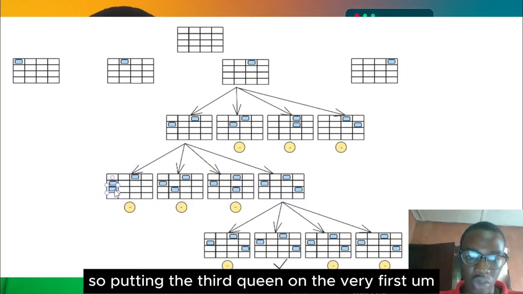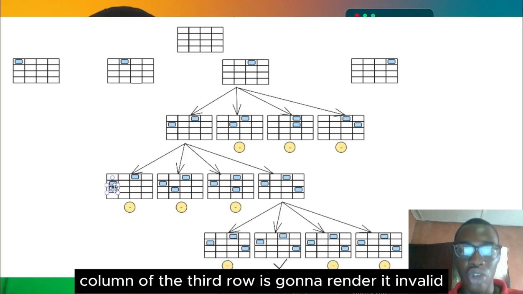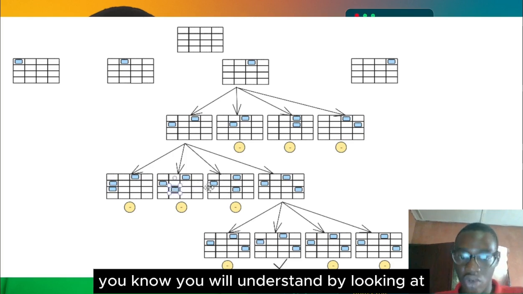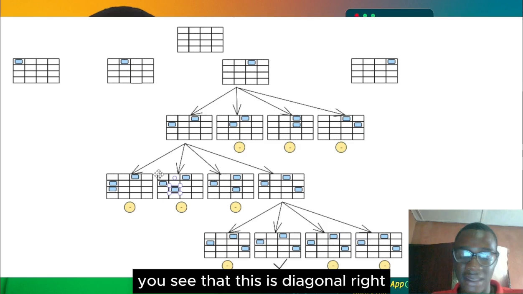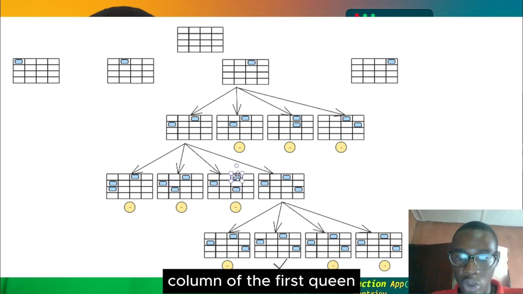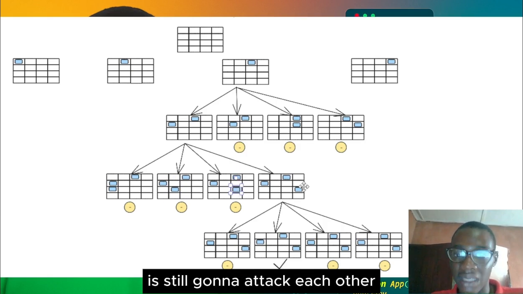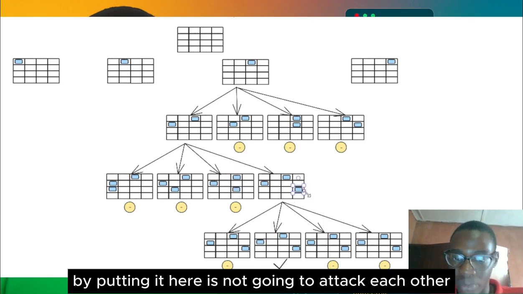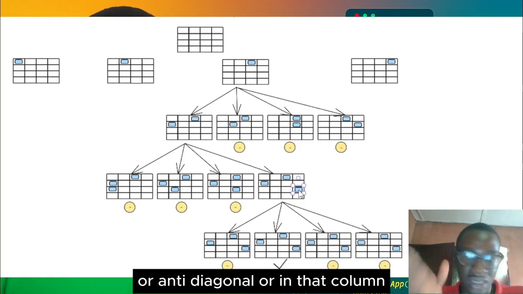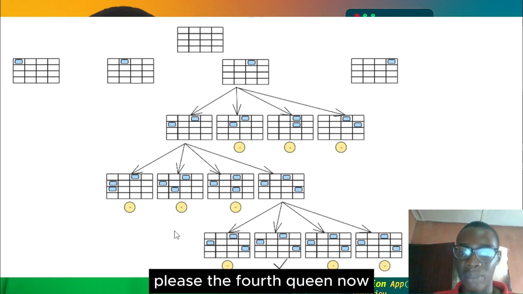Putting the third queen on the very first column of the third row is going to render it invalid, because there's a queen in that same row. Similarly, putting it here, you can see that this is diagonal, so it won't work. If we put it here, because it aligns with the column of the first queen, it's still going to attack each other. But putting it here is not going to attack each other. Why? Because it is not diagonal. There's no queen in that diagonal or anti-diagonal or in that column. So let's proceed and place the fourth queen now.